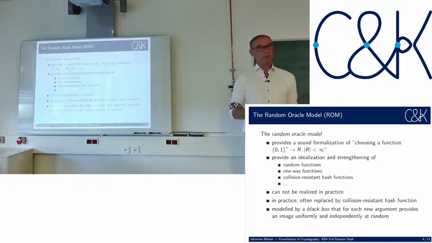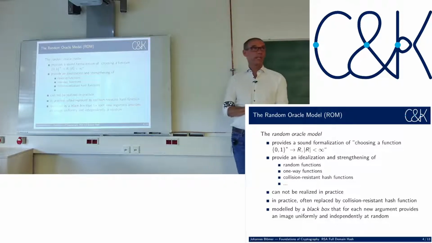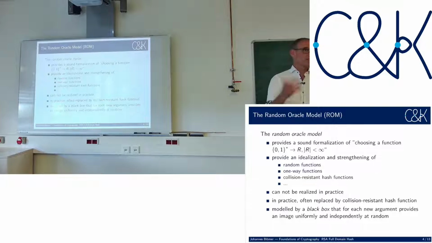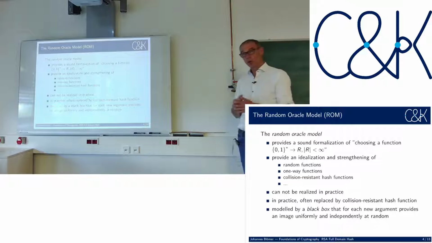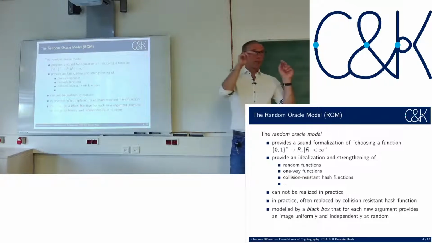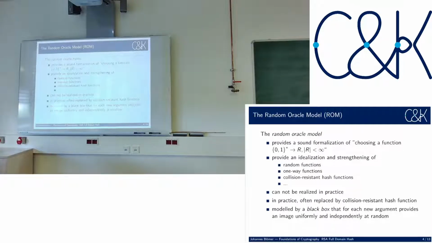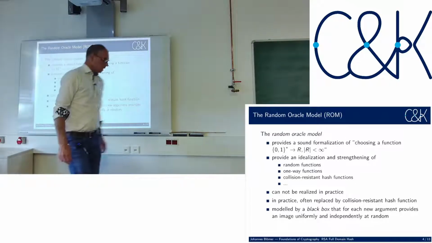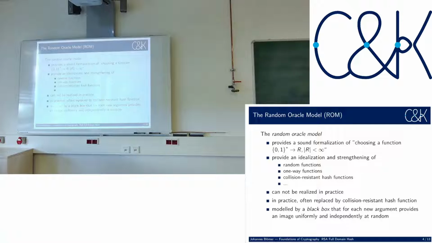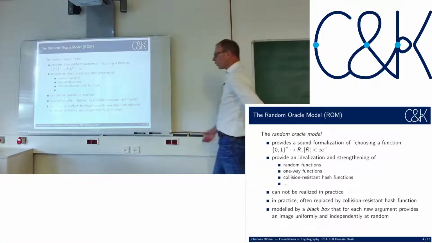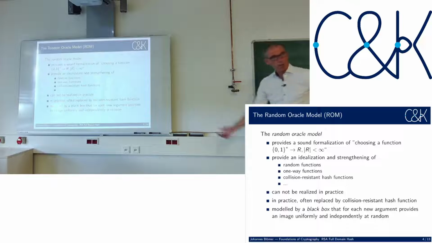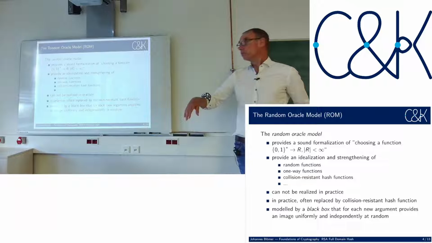Can we achieve the same properties using the standard model, where the standard model means we use a hash function or some similar construction that we really know how to construct in practice, that we really know exist at least under certain assumptions, whereas the random oracle doesn't exist in practice. So it's really an idealization. The random oracle is modeled by providing a so-called black box that for each new argument simply provides an image uniformly and independently at random.